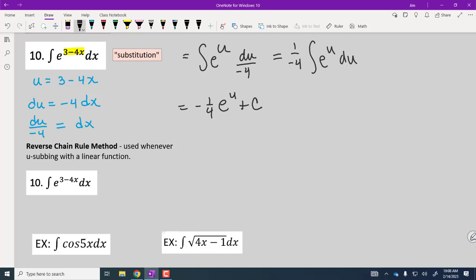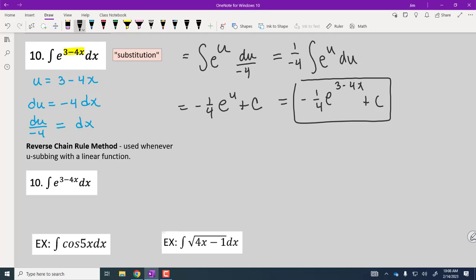And then we do the back substitution. And we get to minus 1/4 e to the 3 minus 4x plus c. So this would be using the substitution technique. If you did RCR, you would go from here to there in one step, right? The integral of an exponential is itself. So you would just rewrite the exponential down. And then you would look in the exponent and say the derivative of the exponent is minus 4. We divide by minus 4, we'd be done.